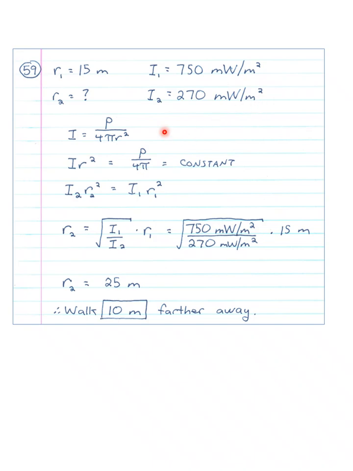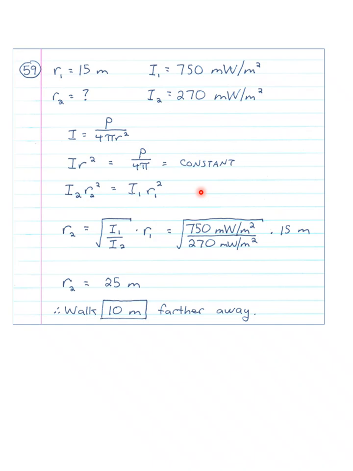Intensity is power divided by 4 pi r squared. Let's do the technique where we take this equation, put the things that are changing to the left, the things that remain constant to the right, and the things that are changing are intensity and distance. So algebraically, getting those over to the left, we have I R squared equals power over 4 pi. That means that I R squared equals constant. So with that information, we say I2 R2 squared equals I1 R1 squared.